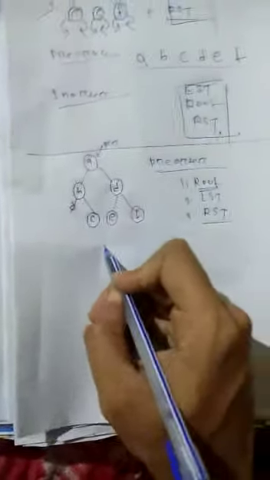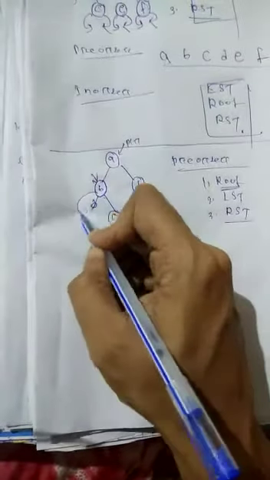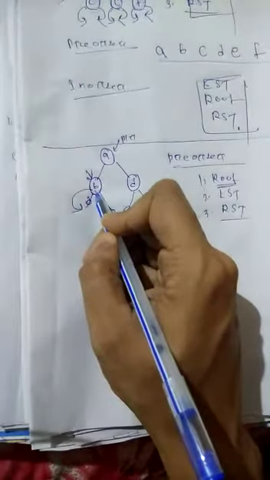If ptr is here, first is the root, and the first step is to print it. So a will be printed, then you have to go to the left subtree. In the left subtree, b is there. The first step is print, then we go to the left subtree, but there is no left subtree. Then it returns to b, and after returning it goes to the right subtree.